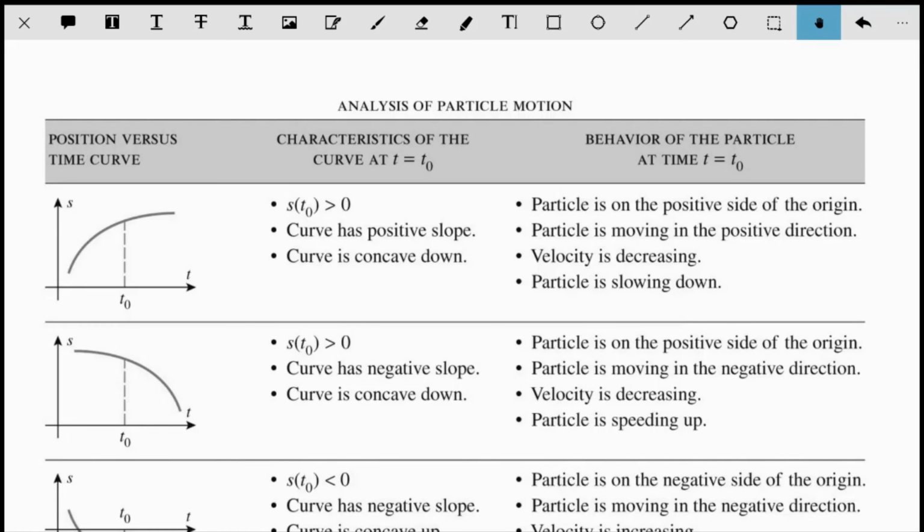It still goes back to the stuff we were doing back in sections 4.1 through 4.4 when we were talking about increasing, decreasing, concave up, concave down, and all those things. It's just that now we're applying it to position, velocity, and acceleration.